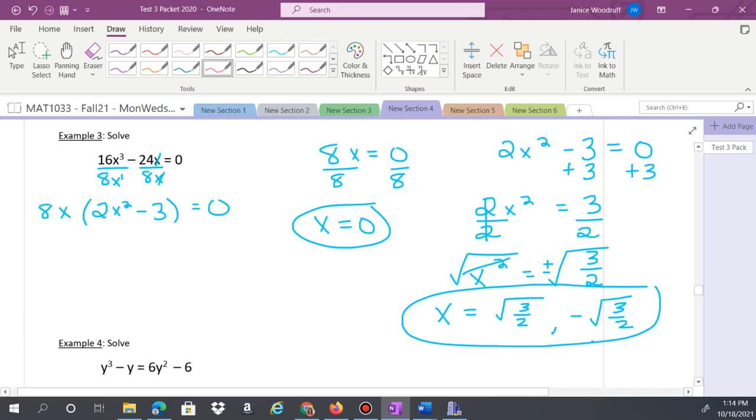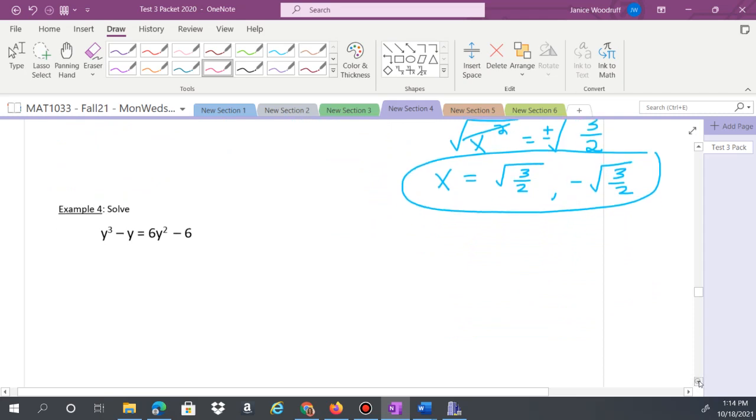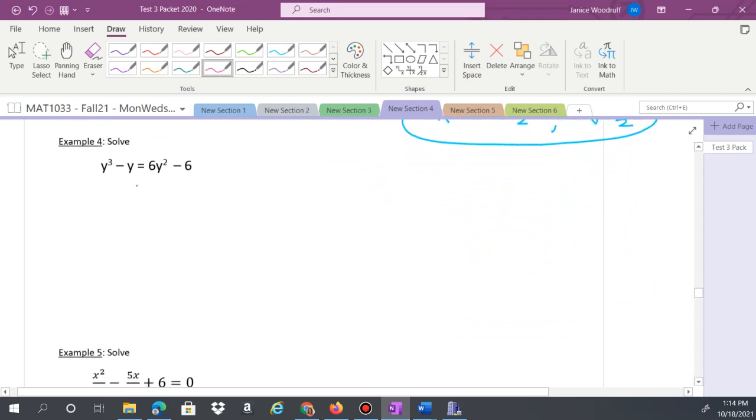Any questions on that one? All right, so let's look at example 4. Okay, so let's get everything on one side here. So I'm going to move everything to the left. I'm going to take the 6y squared, that'll subtract, and the minus 6 will add. So that means I'm going to have this, y cubed, then minus 6y squared, then minus y plus 6. I'm just putting these in order with the y's. And then that equals 0.